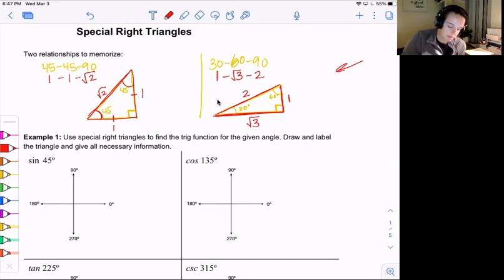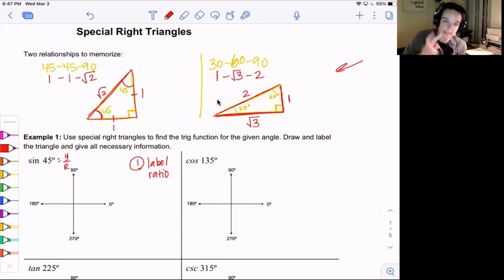So the first step that I'm going to do is go ahead and label my ratio. Right, I'm going to label it. That's like saying, okay, since this is sine, I'm going to say this is y over r. Y over r. That's that first step.